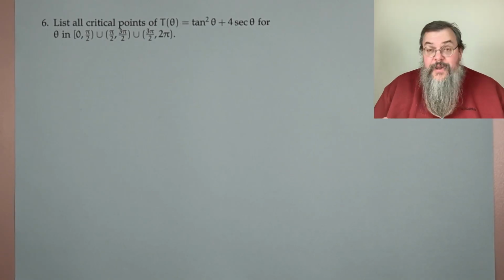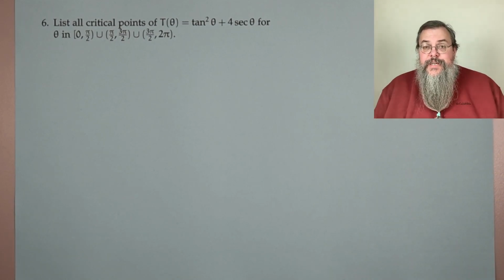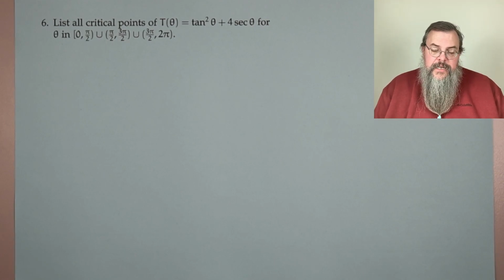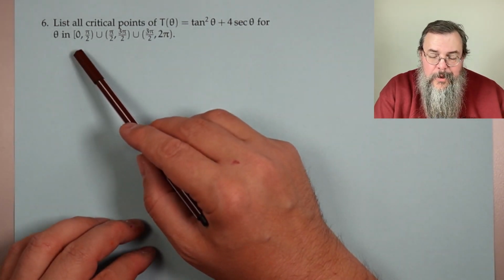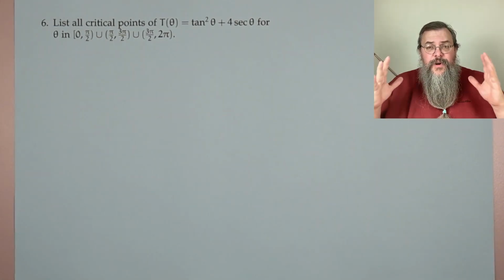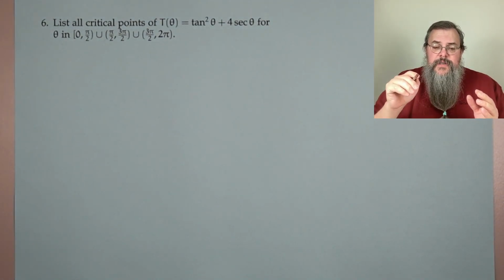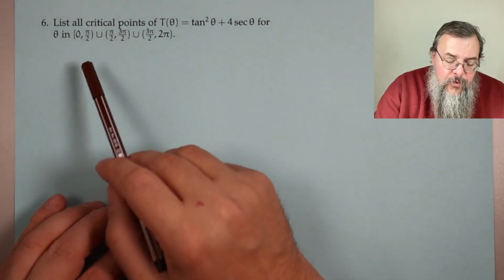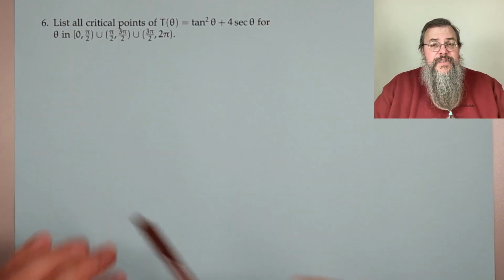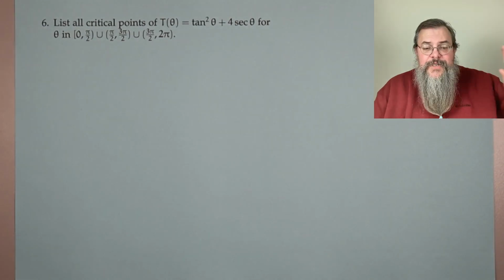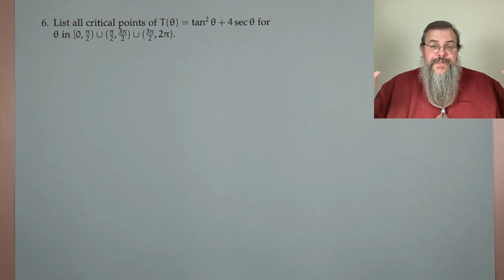List all the critical points. All of them. All right, of this function t of theta, which is tangent squared theta plus 4 secant theta, for theta in this interval. Now, what it's really saying here is, look over one period. If you think of it as the unit circle, we're going all the way around a unit circle. And why in this format? Well, because tangent of pi halves or secant of pi halves is undefined at pi halves and 3 pi halves. So we're just saying, don't even think about those points. Our function's not even defined there.